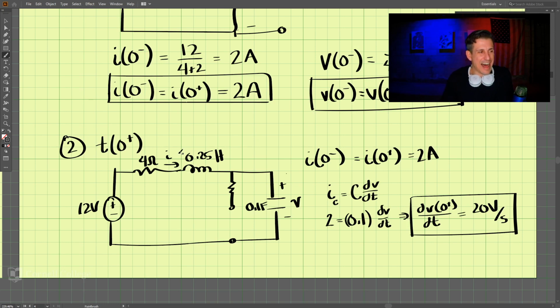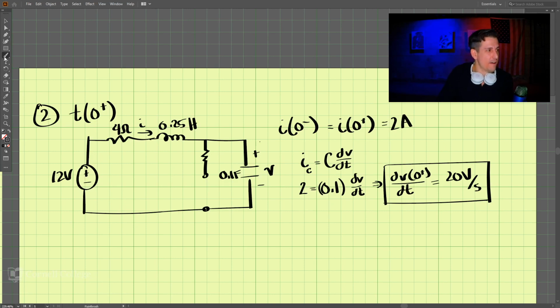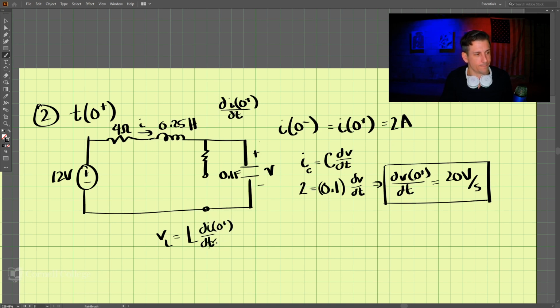Now let's look at I. We'll try to find the current, dI(0+)/dt here. That's what we're looking to find. And if you remember that the voltage across an inductor is equal to L dI/dt, we can say at 0+ here.